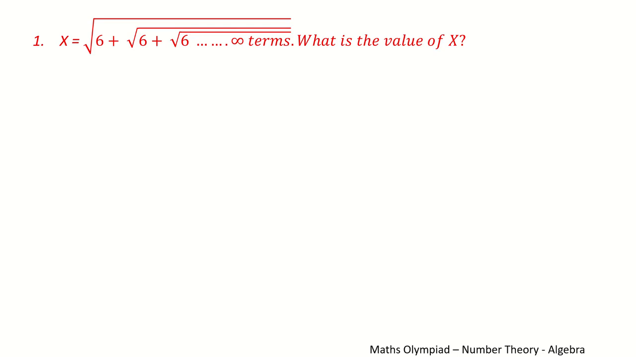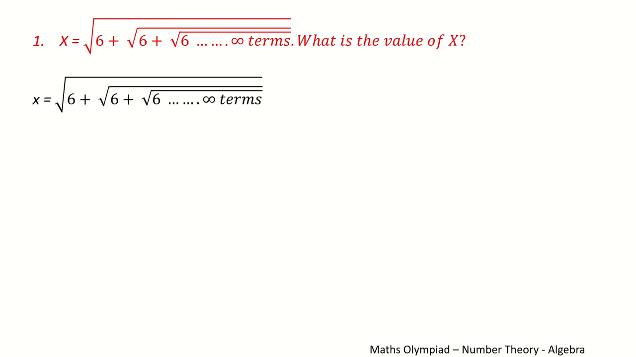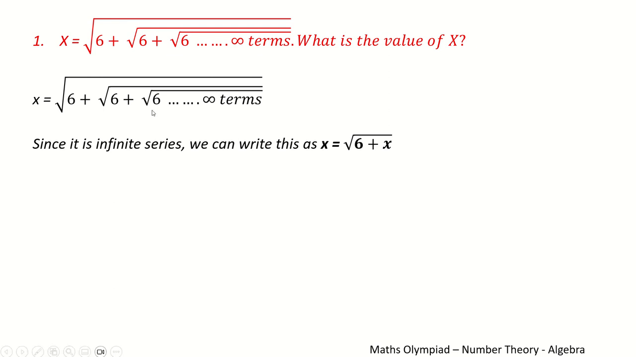First problem: x equals square root of 6 plus square root of 6 plus square root of 6, infinite terms. What is the value of x? We need to find out. This is an infinite series and the number is repeating. That is the key thing to understand first. After the first square root, the second square root is still square root of 6 plus square root of 6 plus square root of 6 up to infinite terms, which is nothing but x again. So we can write this as x equals square root of 6 plus x.